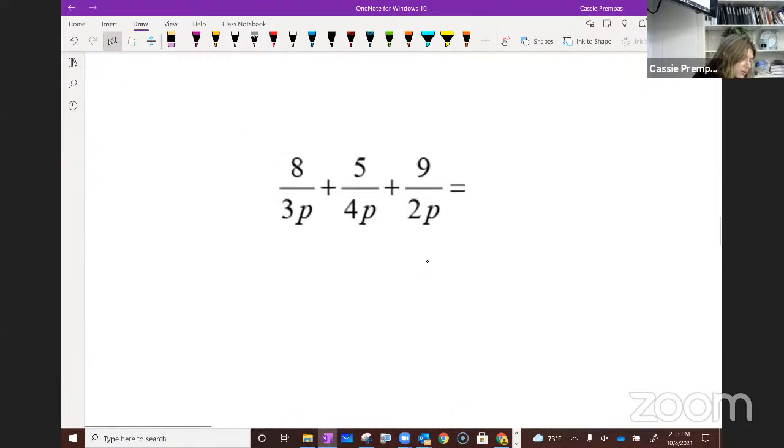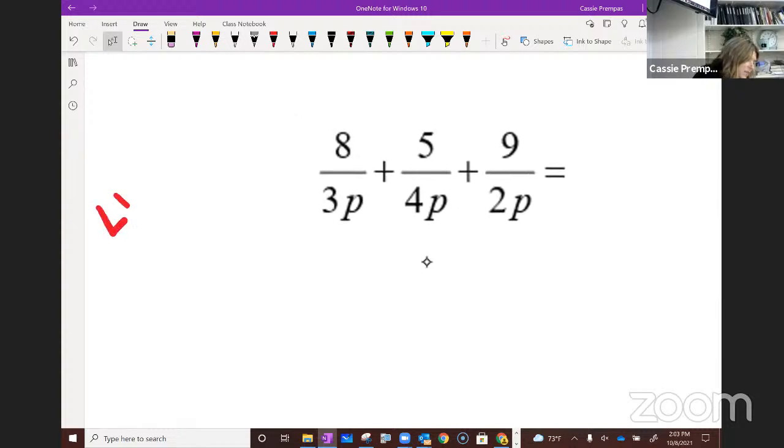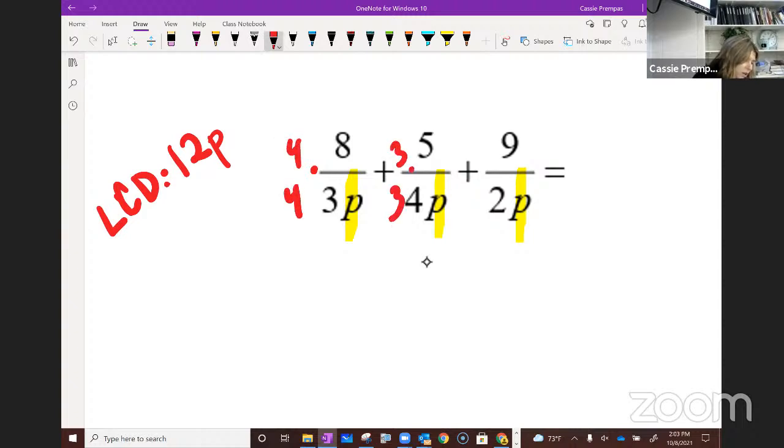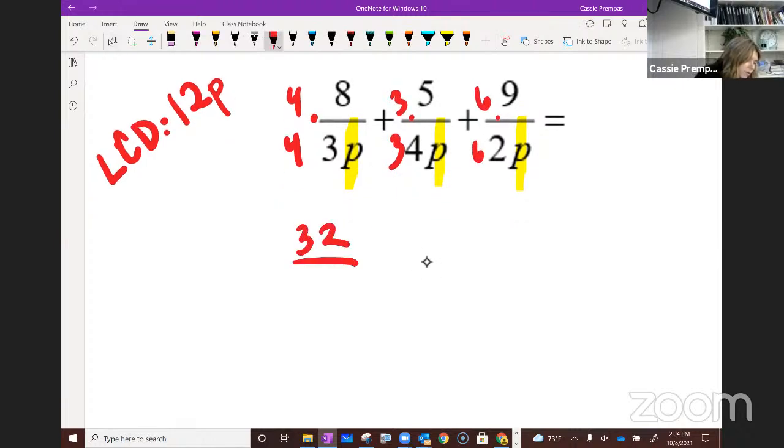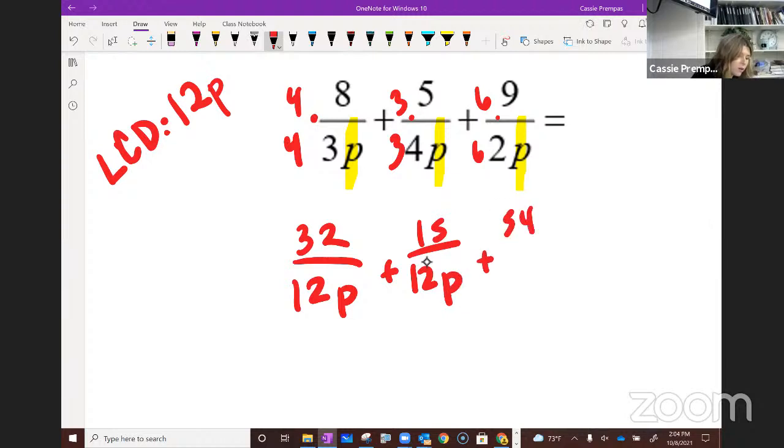Okay, let's look at this next one. What is the least common denominator between 3p, 4p, and 2p? 12 is correct, and p. Notice they already share a p, so I don't need to multiply them all by themselves. What do I have to multiply this first fraction by? 4 over 4, good. 3 over 3, and 6 over 6, awesome.